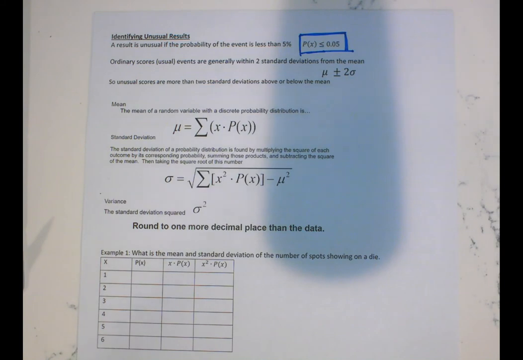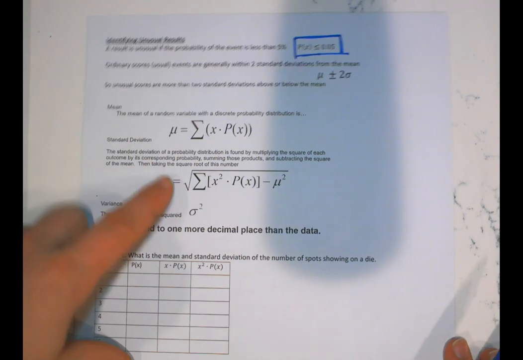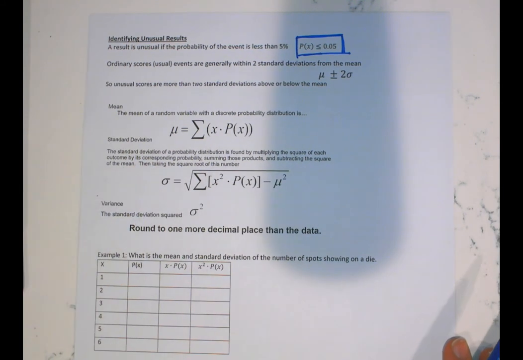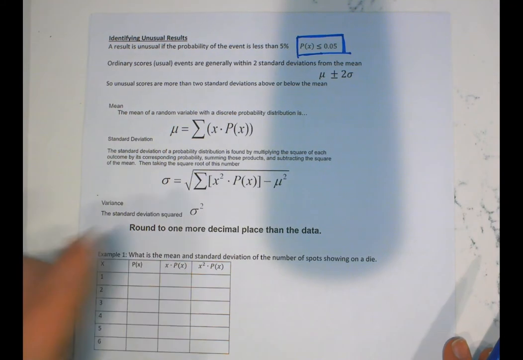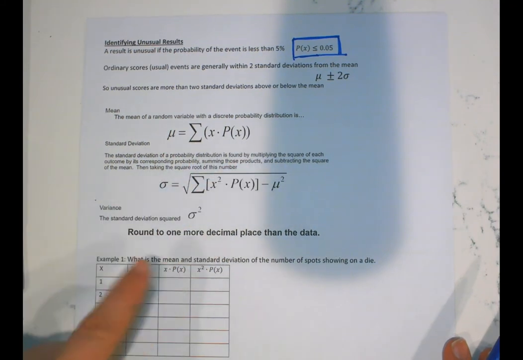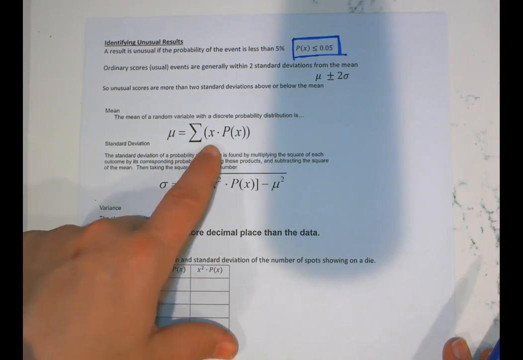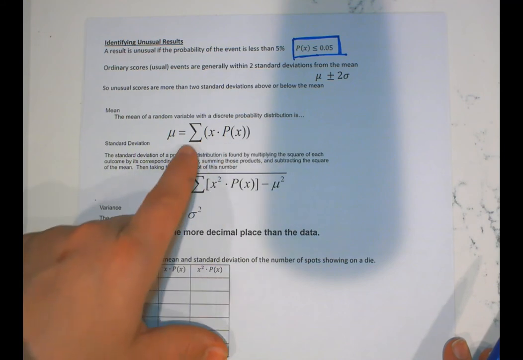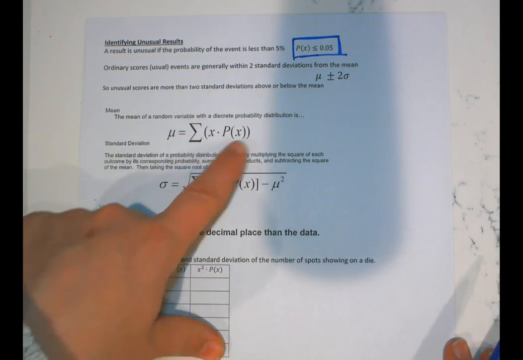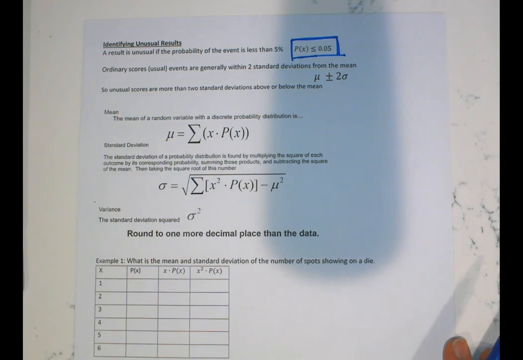All right, so now we're going to talk about how we find the mean and the standard deviation. These are our 2 formulas. They look kind of complicated, but really they're not too bad. To find the mean, all I'm going to do is multiply my X values times my probabilities, and then this means sum. So I'm going to add them all together. So I'll do X times P of X and then add them all together.